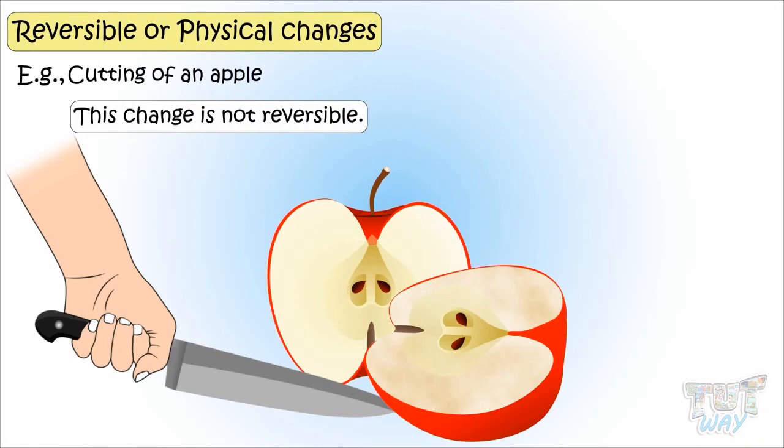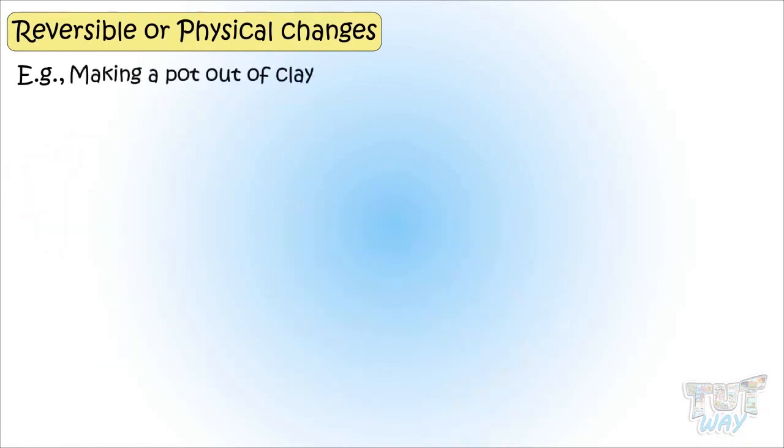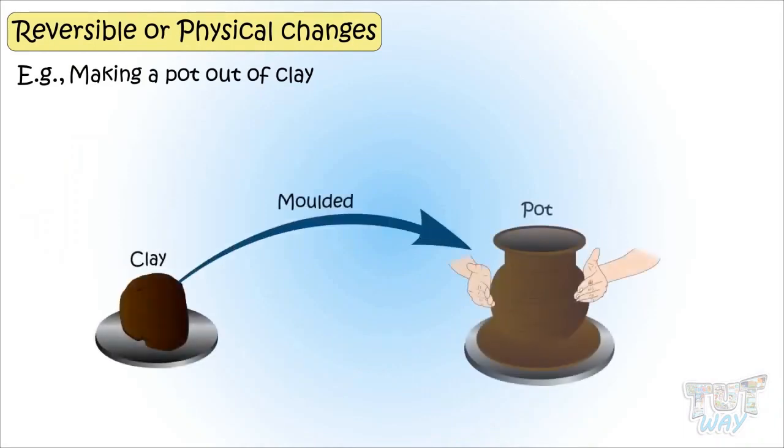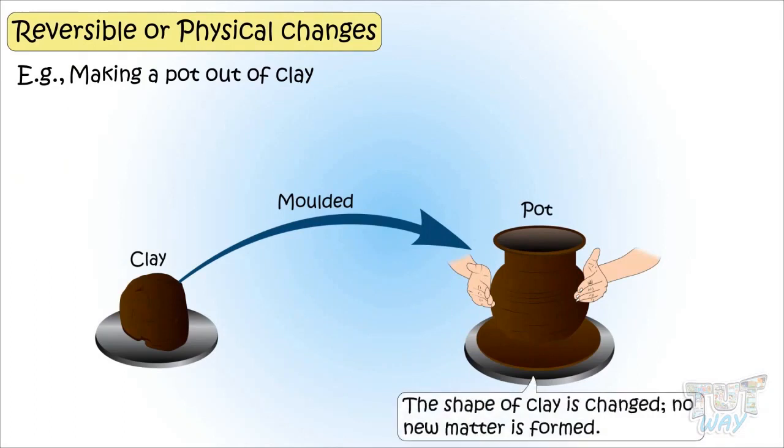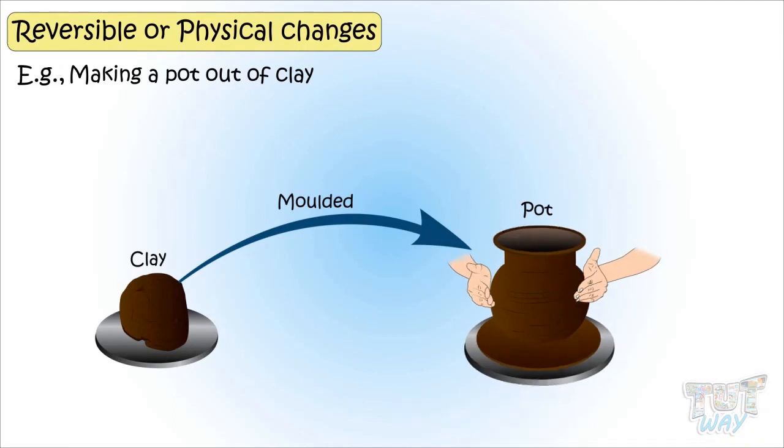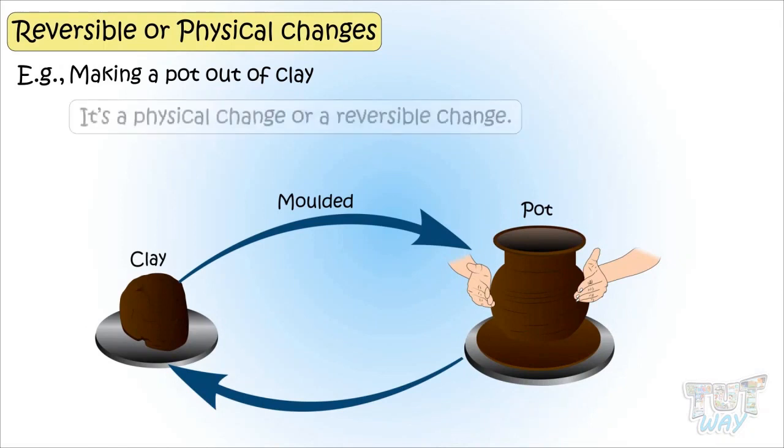Here is another example of a change. Making a pot out of clay. When clay is molded into a pot, shape of clay is changed. No new matter is formed, and a fresh pot can be again made into a ball of clay. So it is a physical change or a reversible change.